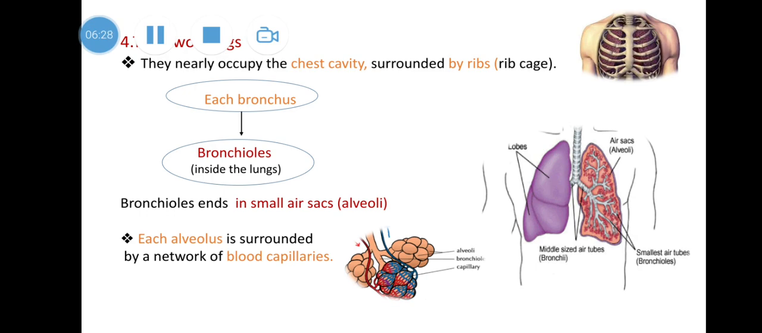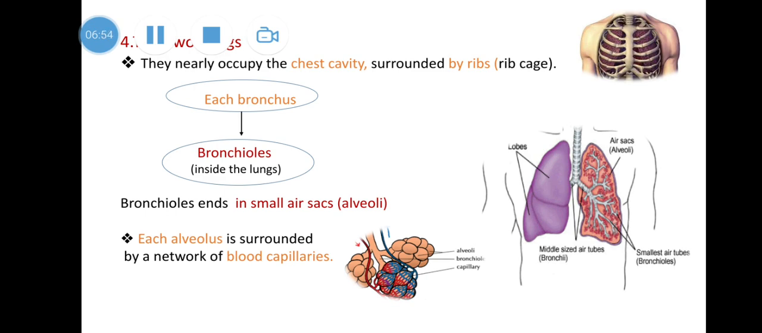So we can say that the bronchi, this is the plural. What is the singular? It is called the bronchus. They are divided into small branches, like the branches of a tree, called the bronchioles. At the end of the bronchioles, we can find the air sacs. We call them alveoli, and the singular is alveolus.